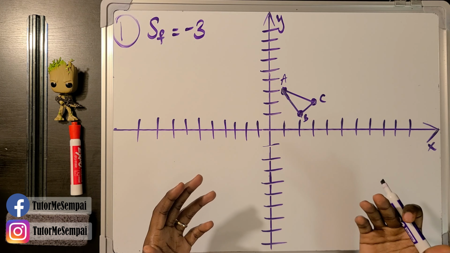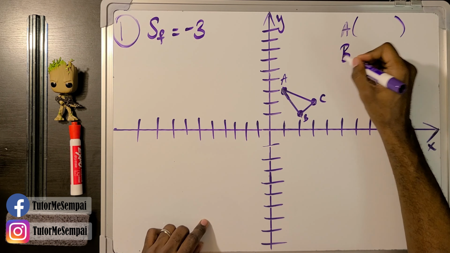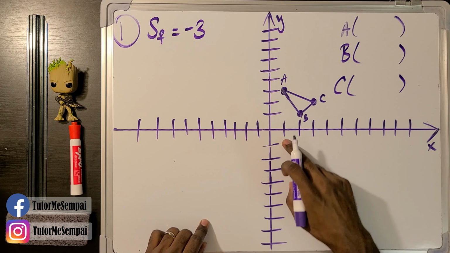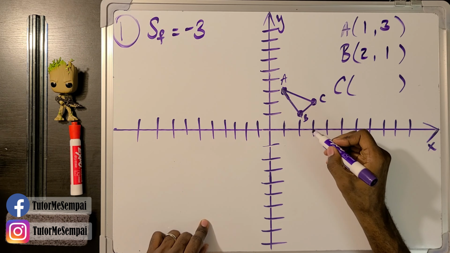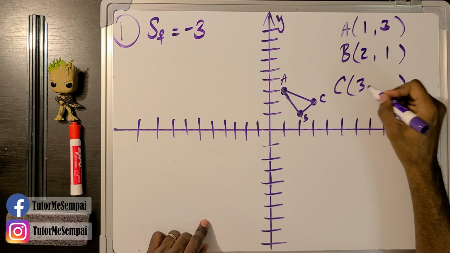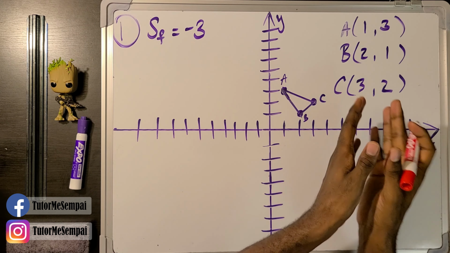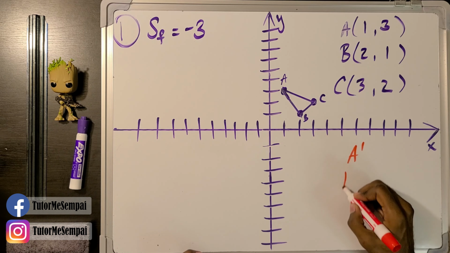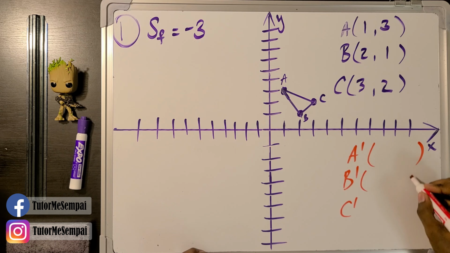So let's see if we get that by applying our scale factor directly to A, B, and C. Well, the first thing we have to do is find A, B, and C. So A is going to be (1, 3). B is going to be (2, 1). And C is going to be (3, 2). And if we apply our scale factor of -3 to our 3 points, we're going to get an A prime, a B prime, and a C prime that look as follows.